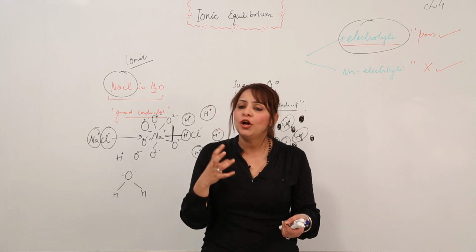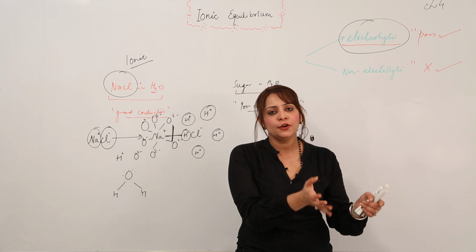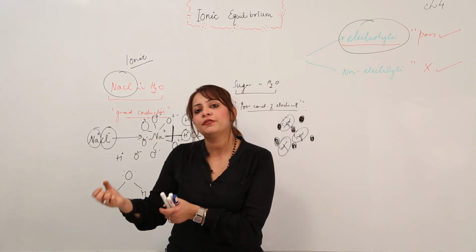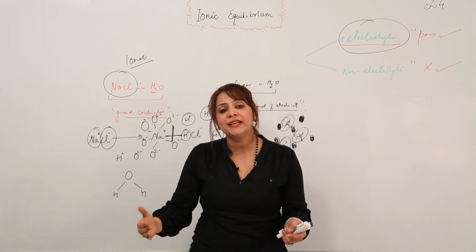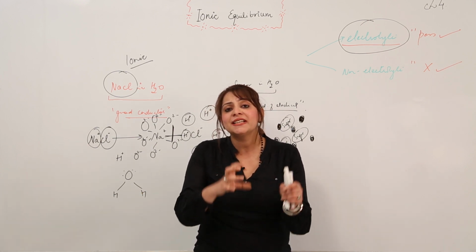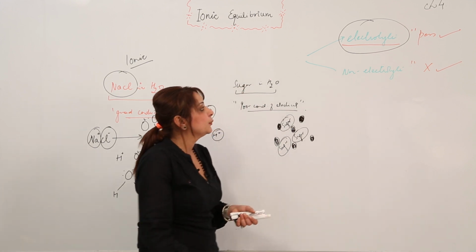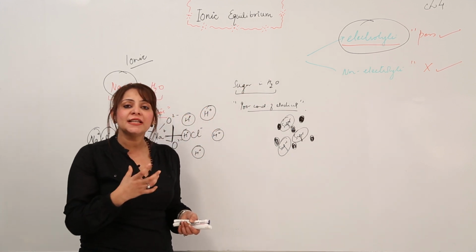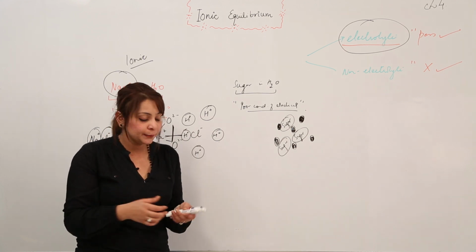Suppose I have a substance of X concentration and a substance of Y concentration. Will X dissociate and Y dissociate at the same rate, or will we see the same number of ions? No, it's not like that, right? Different types of substances have different abilities to dissociate, right?